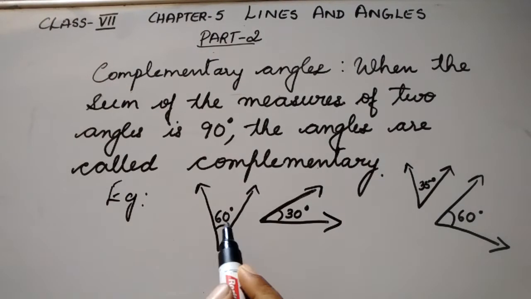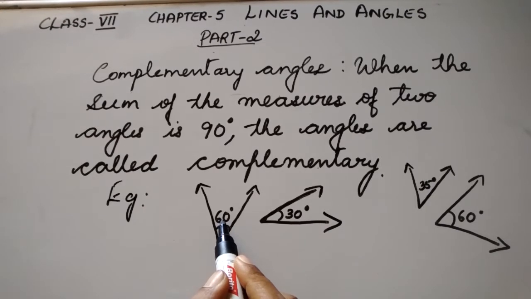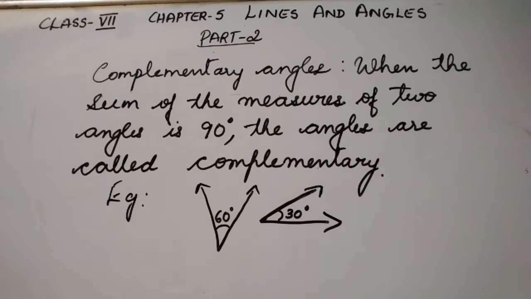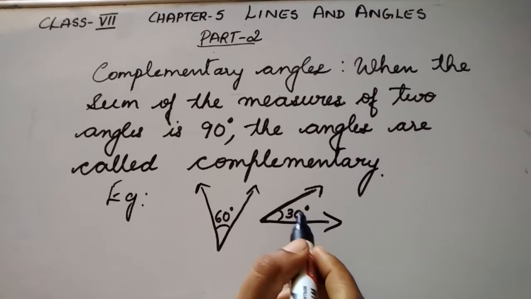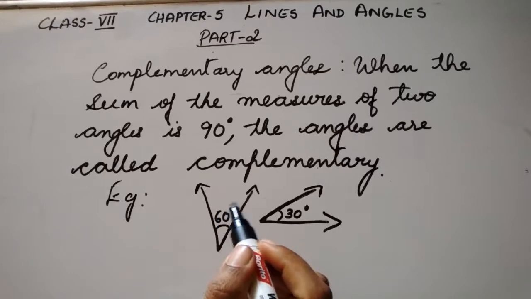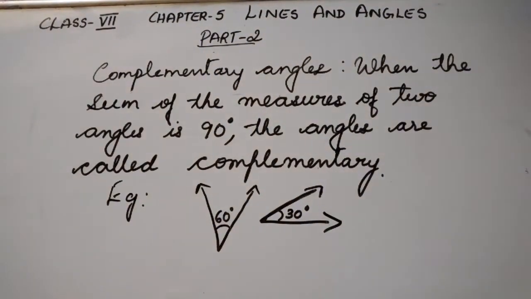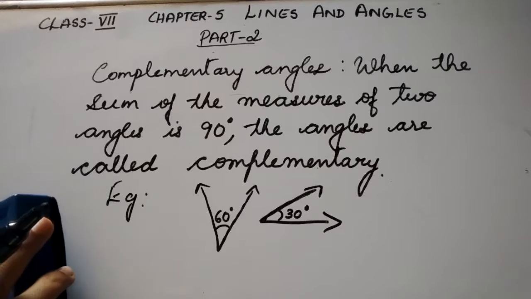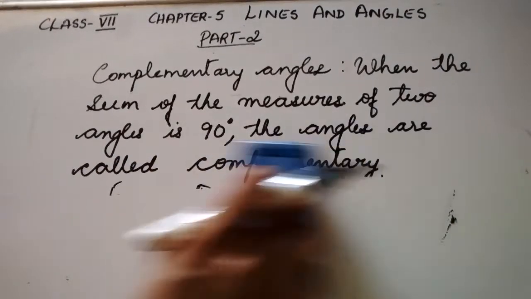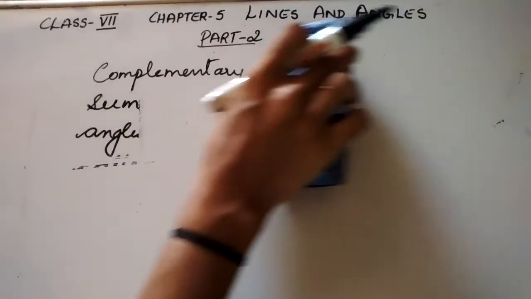So we can say here 60 degree angle is the complement of the 30 degree angle, or we can say 30 degree angle is the complement of the 60 degree angle. Is it clear, students? Okay. The measures of two angles should sum to 90 degree. Okay, next let us learn what are supplementary angles.